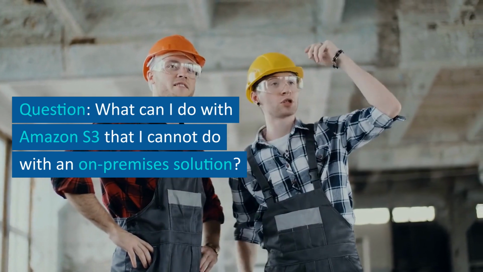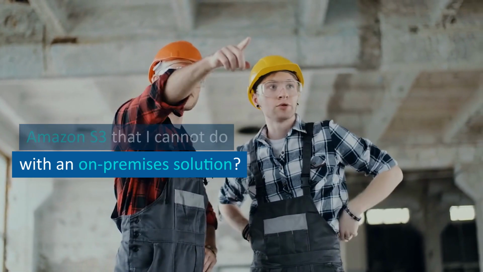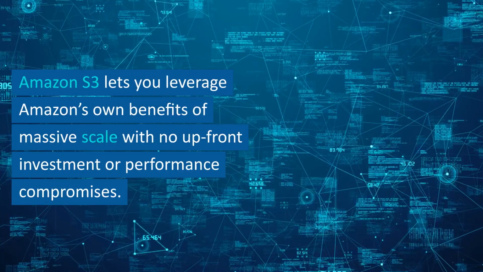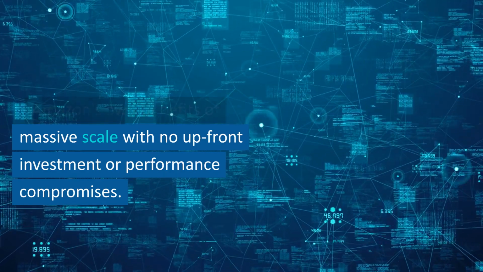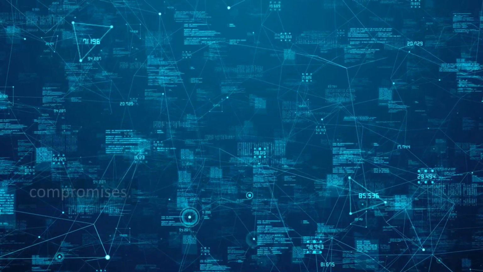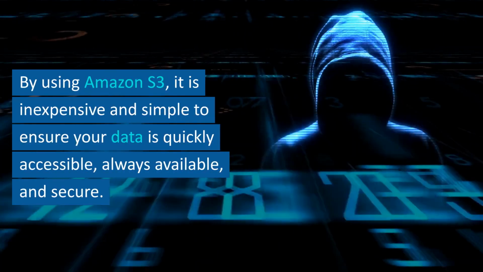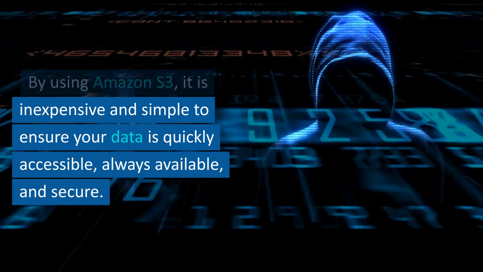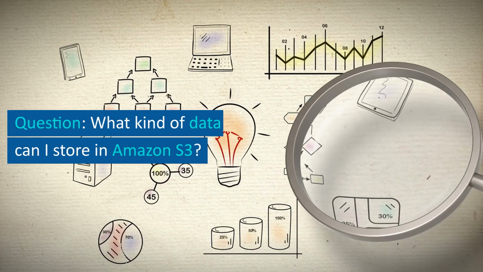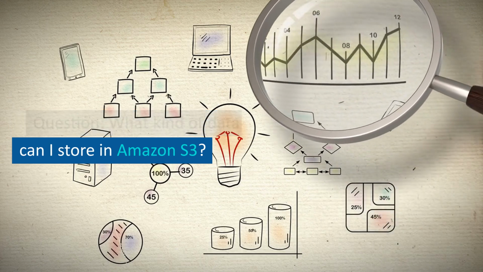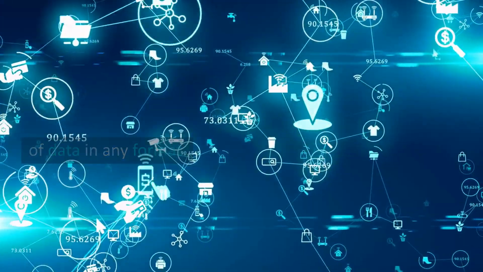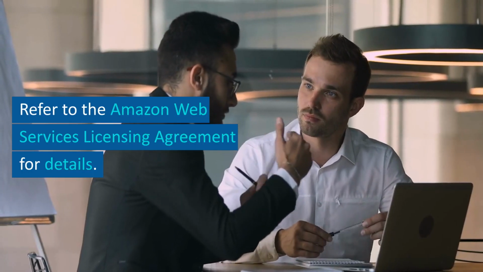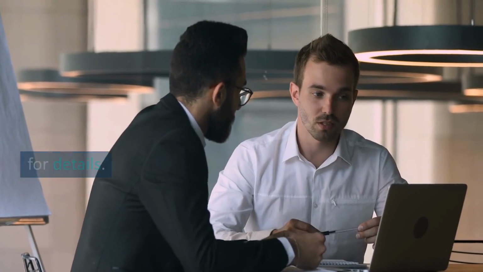Question. What can I do with Amazon S3 that I cannot do with an on-premises solution? Amazon S3 lets you leverage Amazon's own benefits of massive scale with no upfront investment or performance compromises. By using Amazon S3, it is inexpensive and simple to ensure your data is quickly accessible, always available, and secure. Question. What kind of data can I store in Amazon S3? You can store virtually any kind of data in any format. Refer to the Amazon Web Services licensing agreement for details.